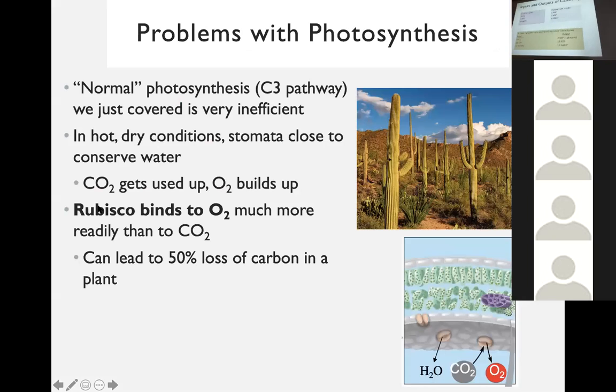So let's talk big picture. Let's move away from chemistry and talk about why photosynthesis isn't actually all that efficient. There are a few different kinds of photosynthesis, so different ways that plants make their glucose. Normal photosynthesis is called C3 photosynthesis because it makes that G3P. I assume that's why they call it C3. It's very inefficient, especially when it's really hot and dry.